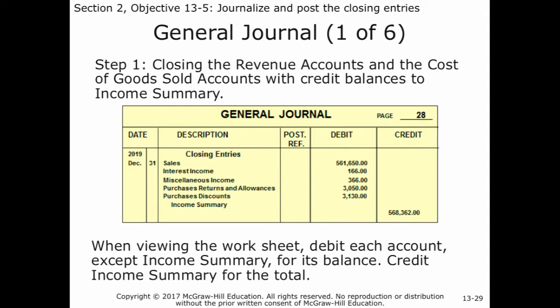So here are examples of the closing process to refresh your memory. For step 1, we close the revenue accounts and the cost of goods sold accounts that have the credit balances. And we do that by debiting accounts such as sales, interest income, miscellaneous income, purchase returns and allowances, and purchase discounts. So notice that we have to debit each account separately, and we make a credit to the income summary account.